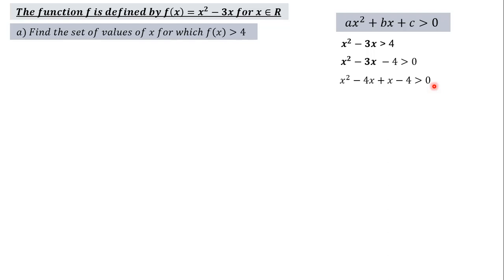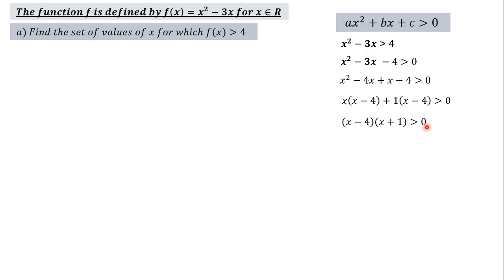Now students, take x common from the first pair and 1 common from the second. So we are going to get x times x minus 4 plus 1 times x minus 4 is greater than 0. Now x minus 4 is present in the first term and x minus 4 is also present in the second term, so we can take x minus 4 common. So we are left with x minus 4 times x plus 1, which is greater than 0.